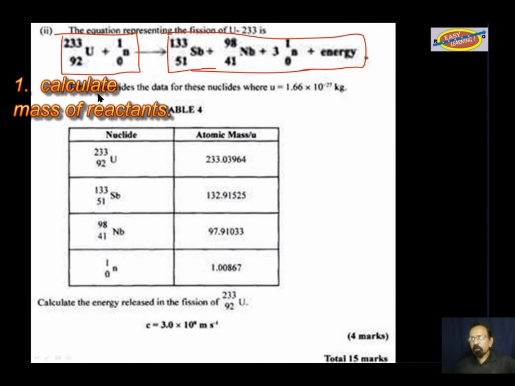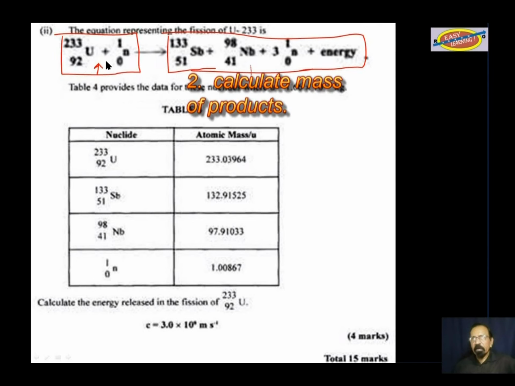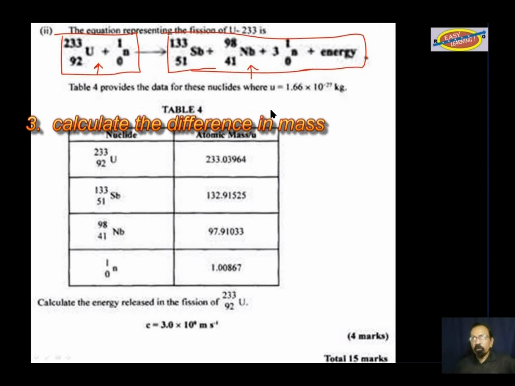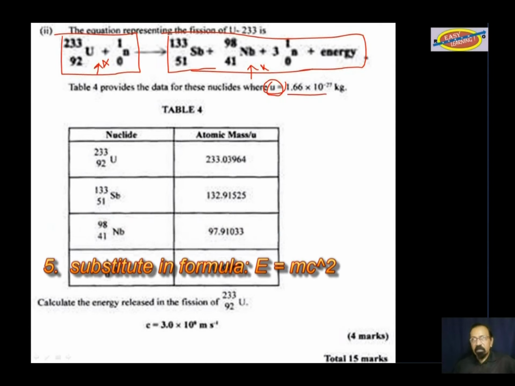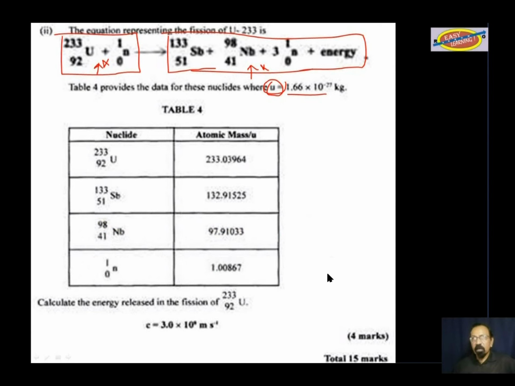Well, first of all, you would have to find the total mass of the reactants, that's point 1. Then you will find the total mass of the products. Then you will subtract the mass of the products from the mass of the reactants to get the mass of the matter that was converted into energy, but you will get that mass out in atomic mass unit. So you will then have to convert the atomic mass unit to kilograms and then substitute that in the equation E is equal to mc squared. So let's see how that goes.